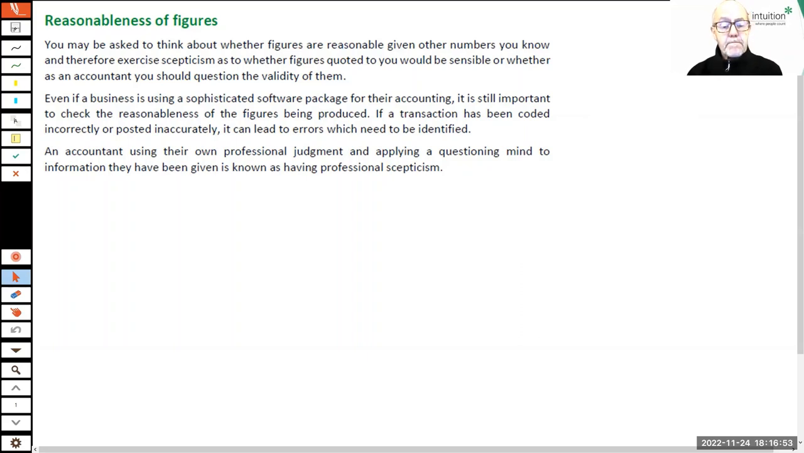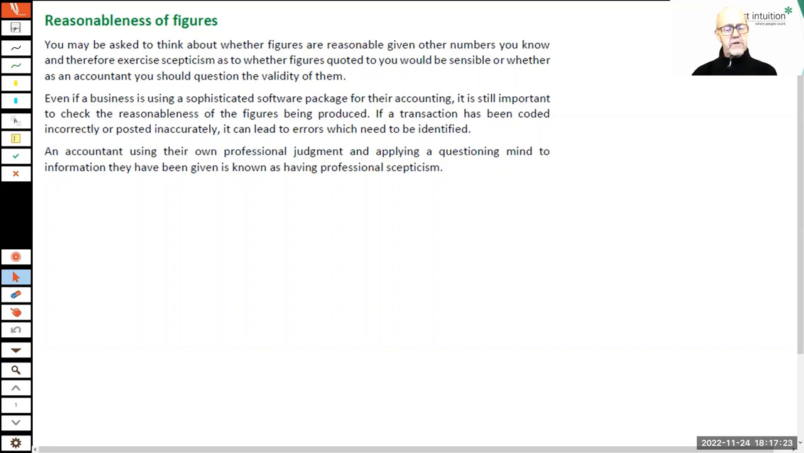We say here, think about whether figures are reasonable given other numbers you know, and ask whether the figures are sensible. This might be figures quoted to you by a client, but this is in a broader context. I'm particularly thinking now, in our context, of what comes out of the calculator. It's important to check reasonableness. If a transaction has been coded incorrectly or posted inaccurately, it can lead to errors which need to be identified.